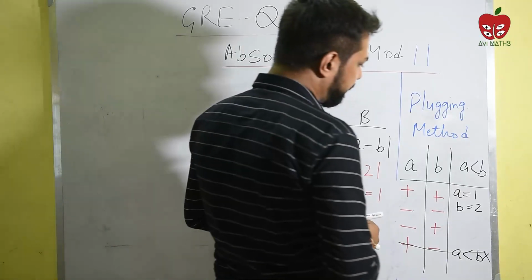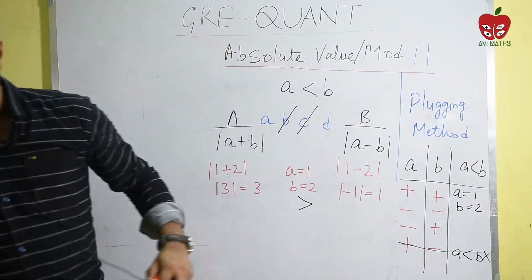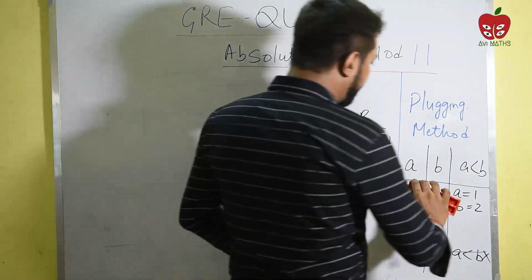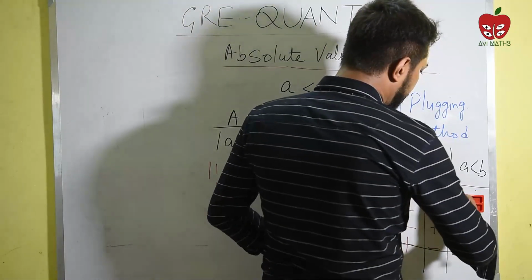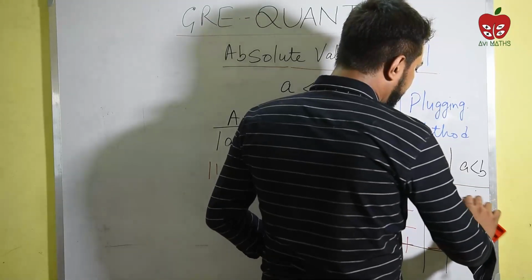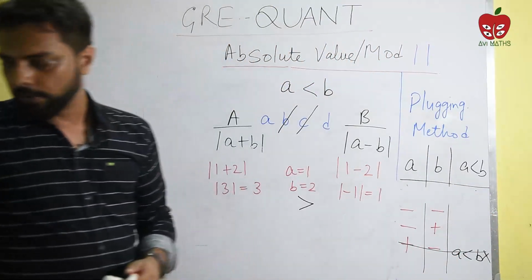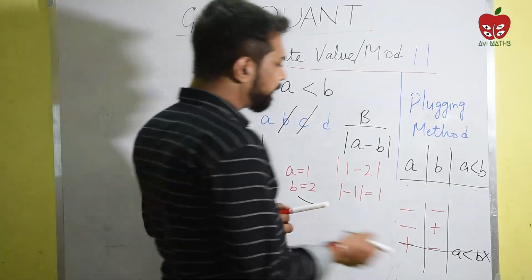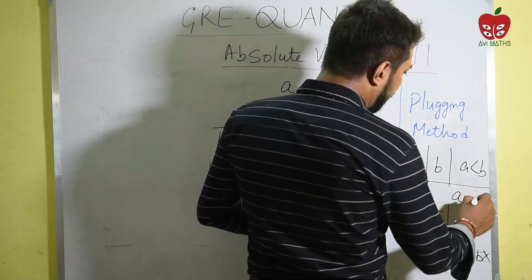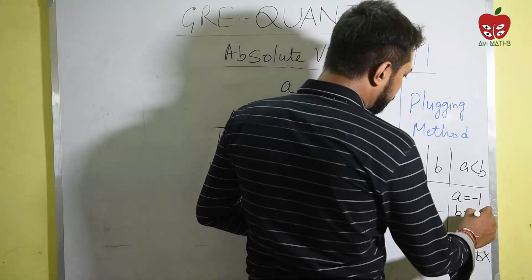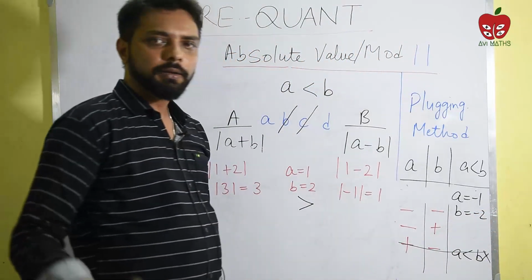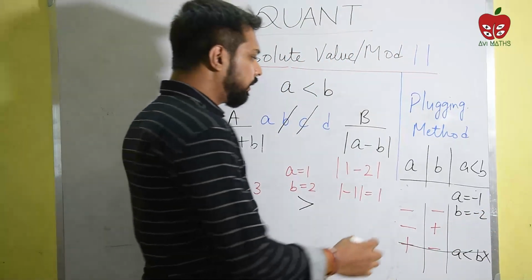Now take another case for the next one. First one I have taken when A is positive and B is positive. Second case is saying that A is negative and B is negative. Okay, let me take the values. Let's say I am taking A is equal to minus 1 and B is equal to minus 2. Okay, is it okay? Okay, fine.